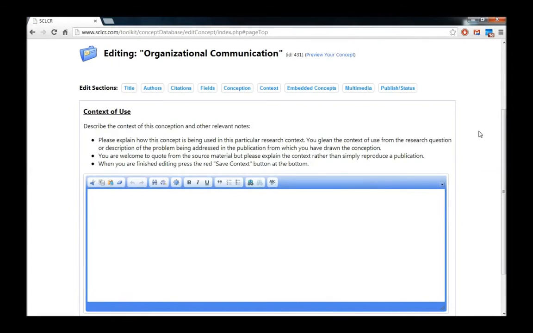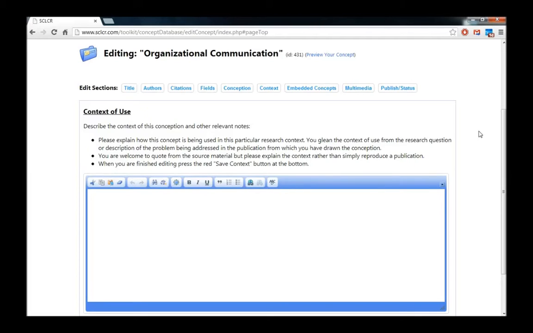It's still a text box where you can enter in information. The reason that we provide context is because one author might conceptualize organizational communication one way, and then at another time, another author might conceptualize organizational communication in a different way. The context of those conceptions is very important. So what we allow for you to do here is to explain the context of your given conception.